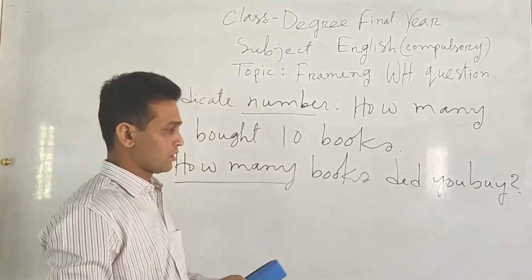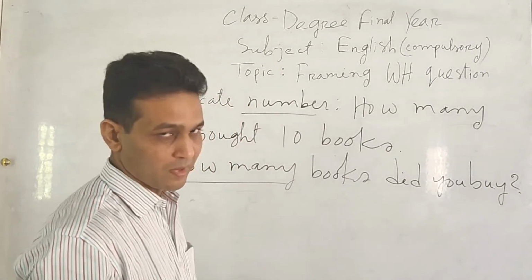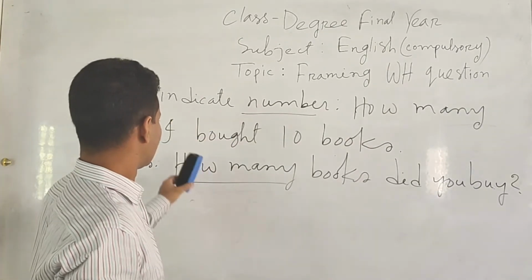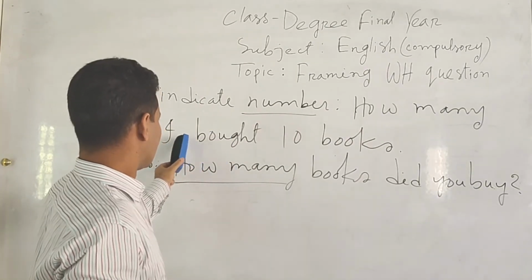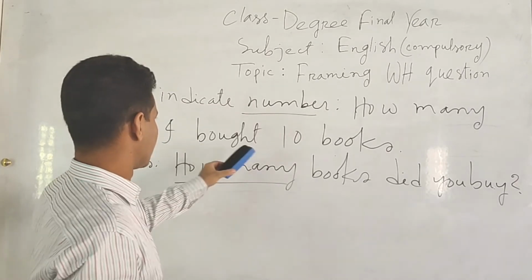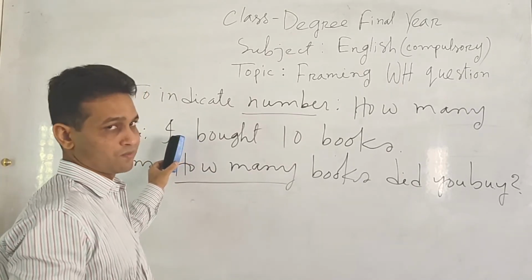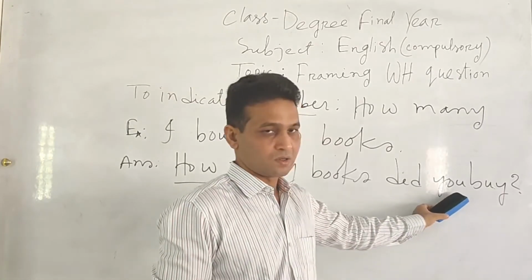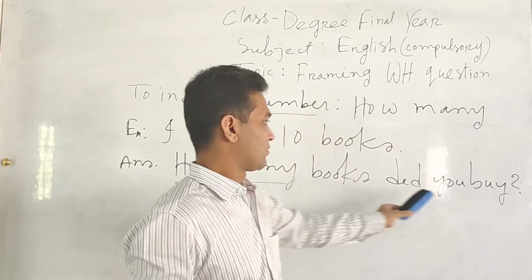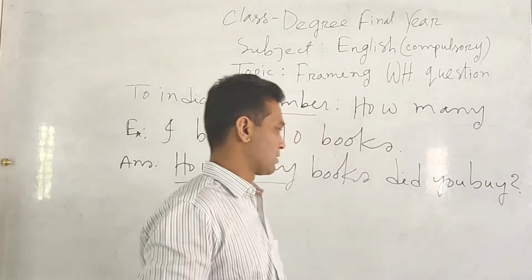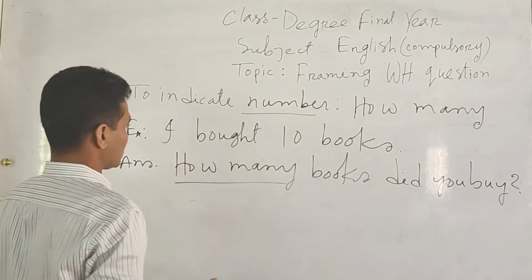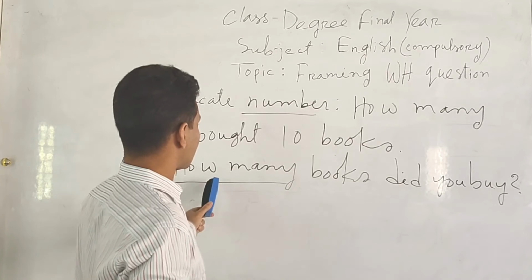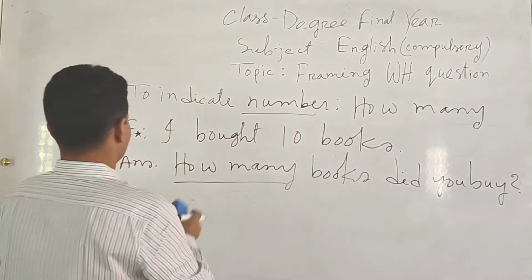Here another point should be mentioned: when a WH question is formed from a sentence containing a first person subject, we have to change the first person into second person. Okay, I has been changed into second person. This is an important point. So to indicate number, we always use how many.